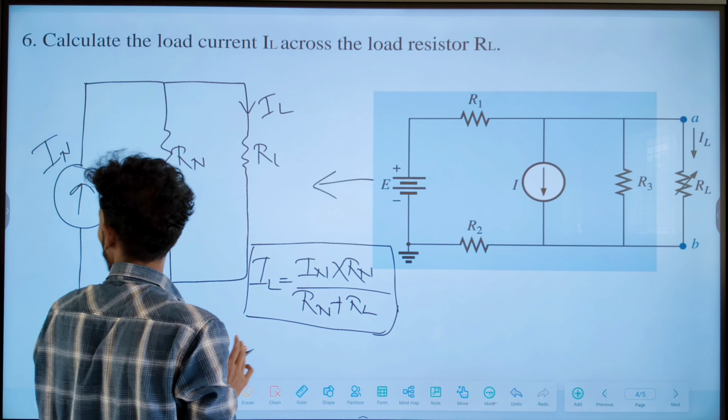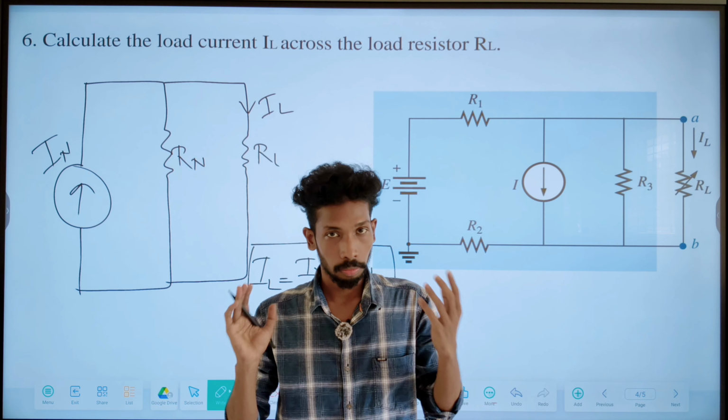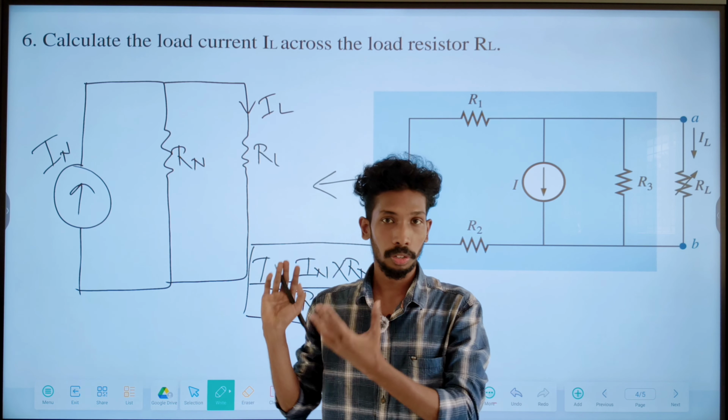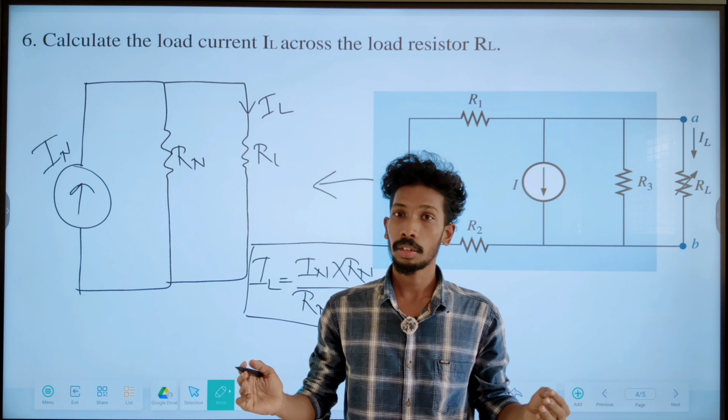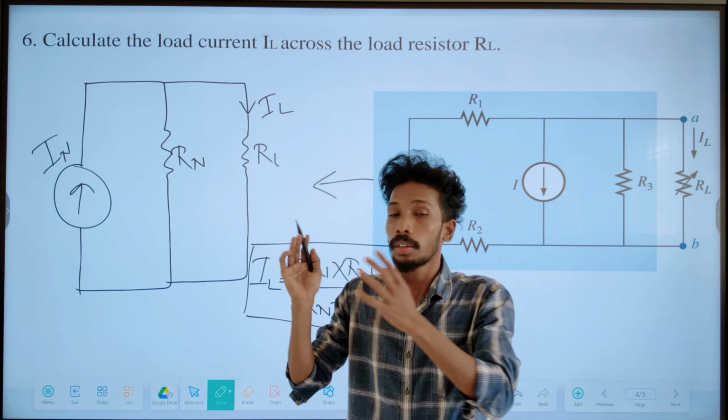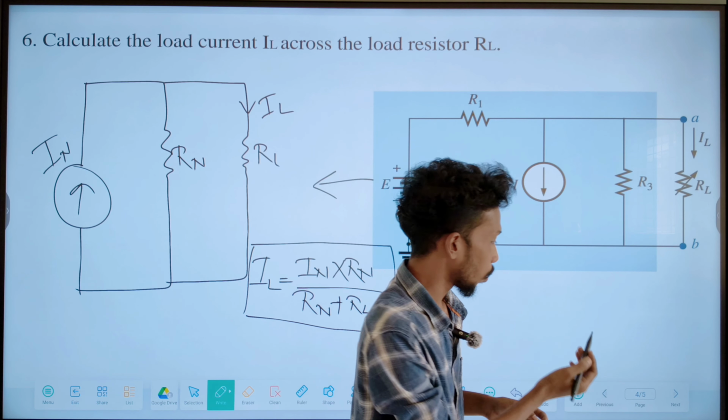Okay, so now this is the simplified form of Norton theorem. Now if we do a numerical, then it will be very clear to understand what is the concept behind Norton theorem. So let's go for a numerical.